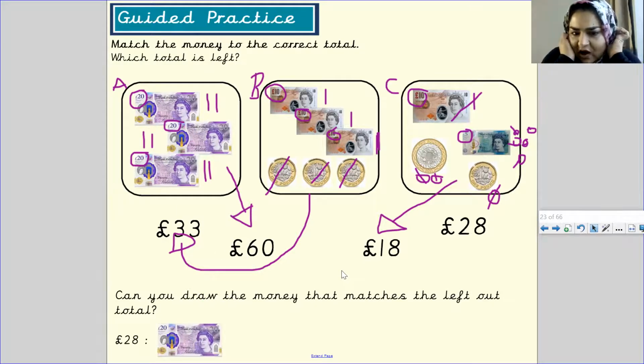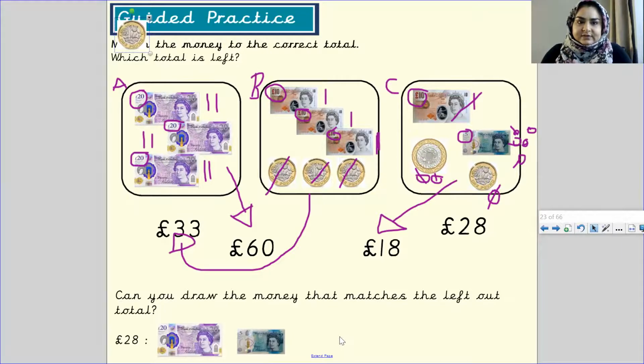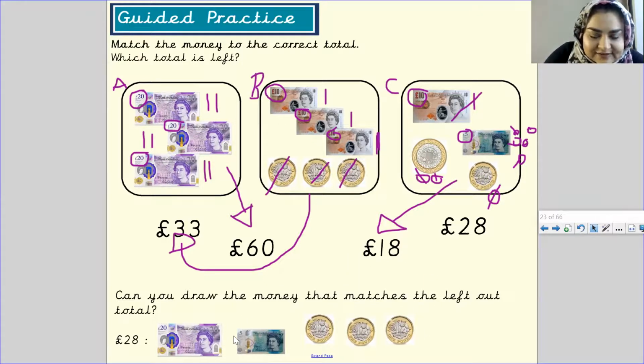Now I have 8, so I need to think of notes and coins which will give me £8. So I could do £5, so that means 25, 26, 27, 28. So 3 of those. So remember the £5 means 5 ones because it's still one number. So 20, 25, 26, 27, 28.